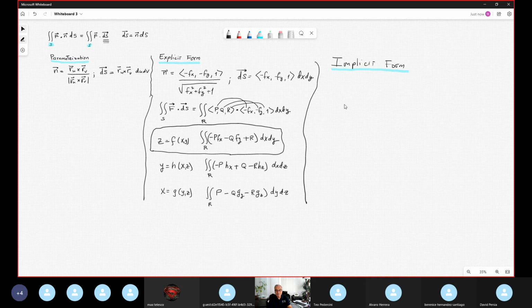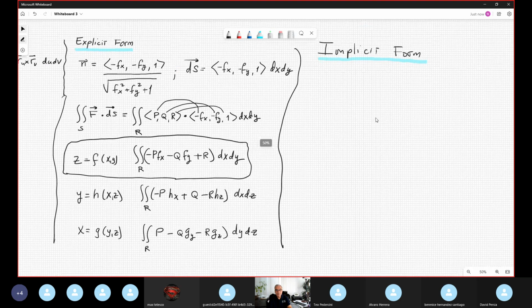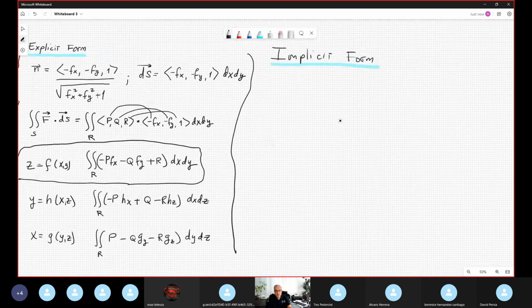In implicit, bueno, the normal vector is easy. The normal vector is the gradient of capital F divided by the magnitude of this. This is the formula for the normal vector. And this is the formula for the dS.